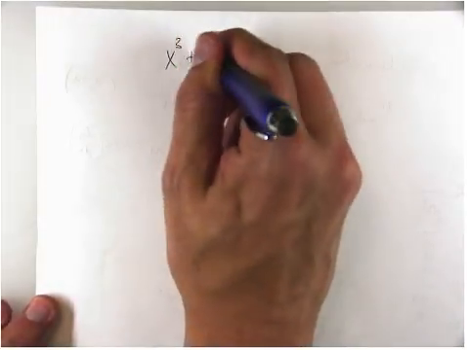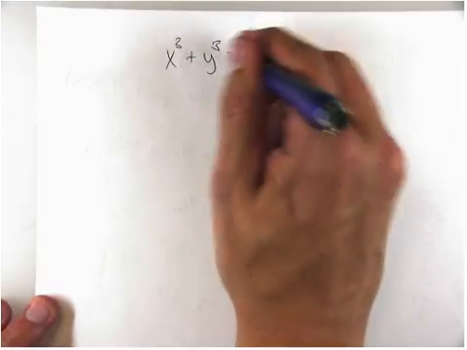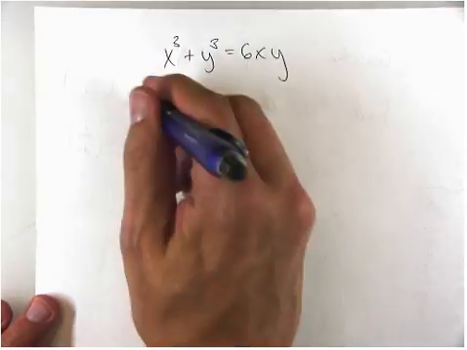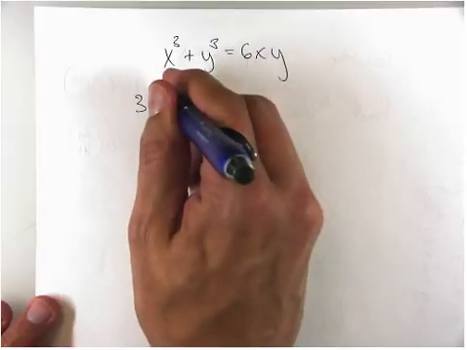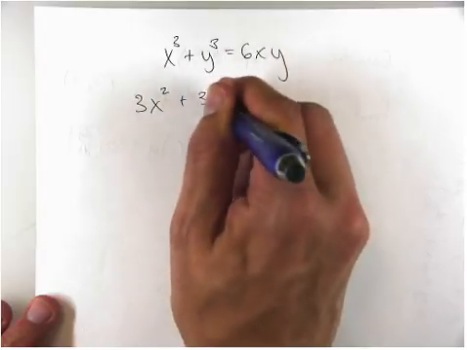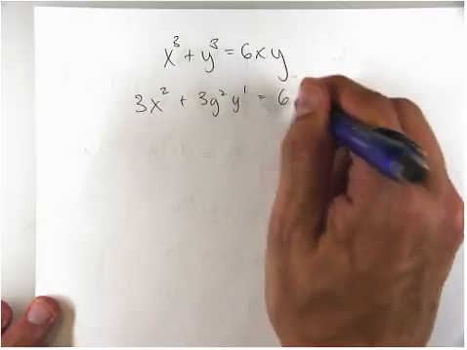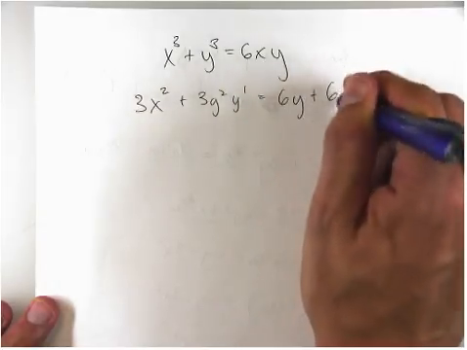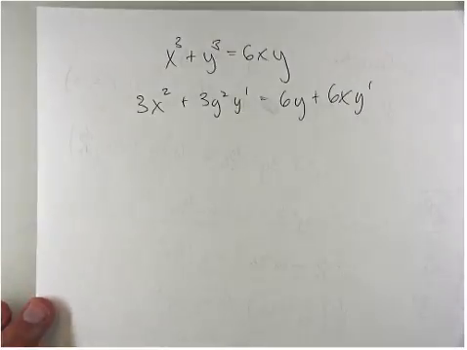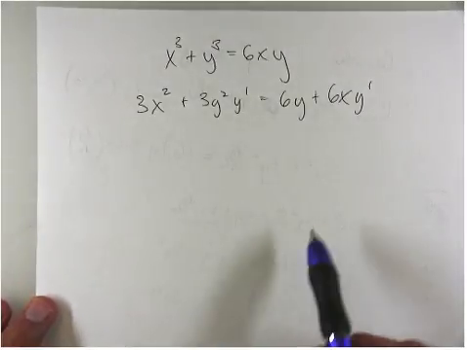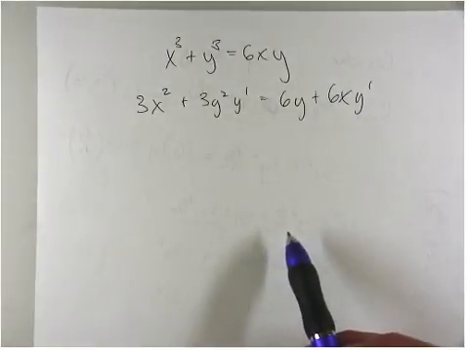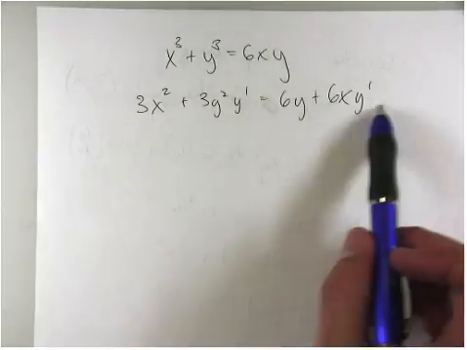So we had this, and we found that the derivative was this. So 3x squared plus 3y squared y prime equals 6y plus 6x y prime. I'm going to use the y primes instead of the dy/dx's here. Okay? So we already did this step, right? I just took the derivative.